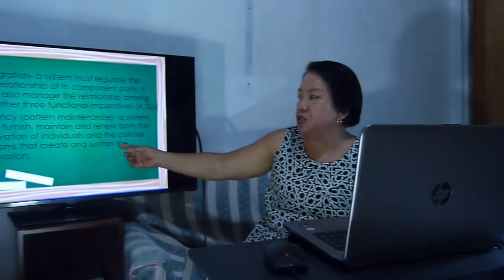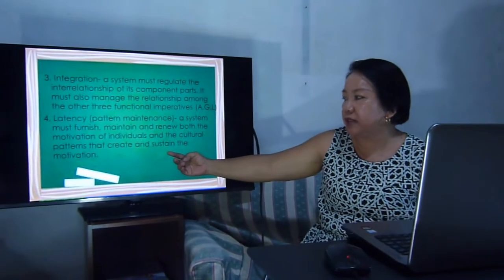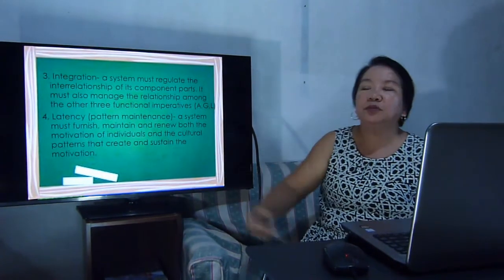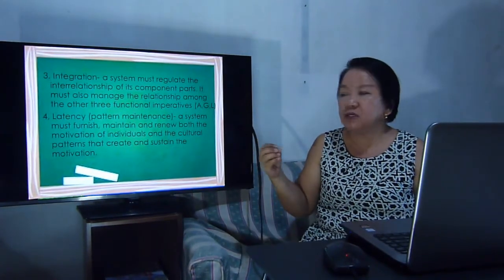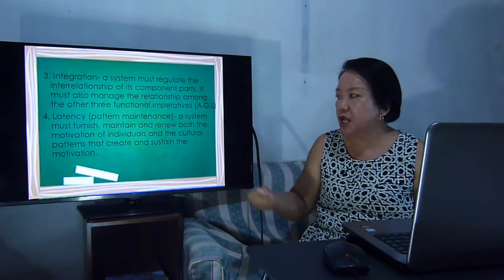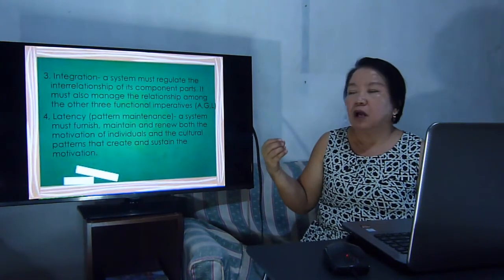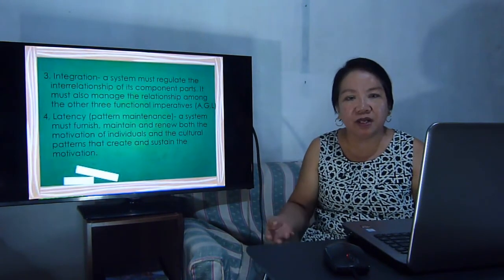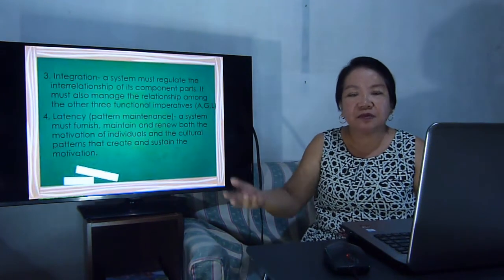This is pattern maintenance. A system must furnish, maintain, and renew both the motivation of individuals and the cultural patterns that create and sustain the motivation. So, it has to be maintained. The good relationships. How about the motivation? Are you encouraged? So, sometimes there are problems.